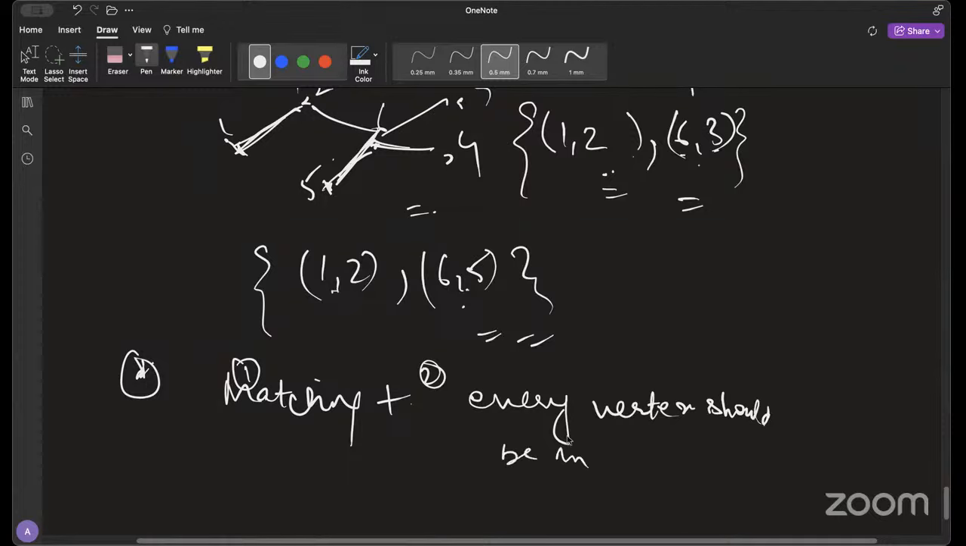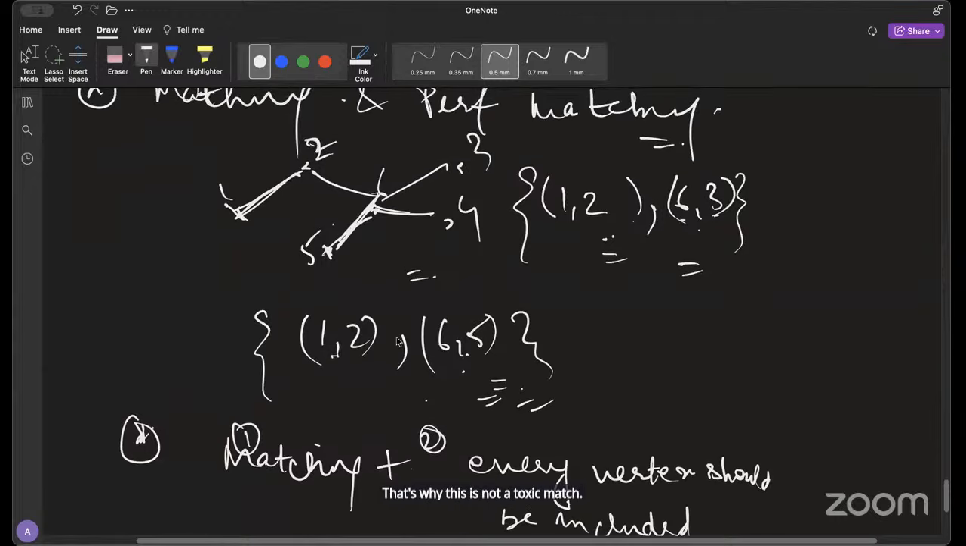Every vertex should be included. Here, you don't have a 4, so 4 is missing from the set. That's why this is not a perfect matching. And this, by the way, does not have a perfect matching, because for you to include 4, you can only include it with 6. If you include it with 6, you'll have 6, 4, but then you can't have 6 again.